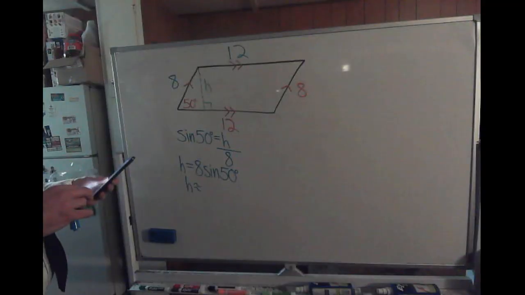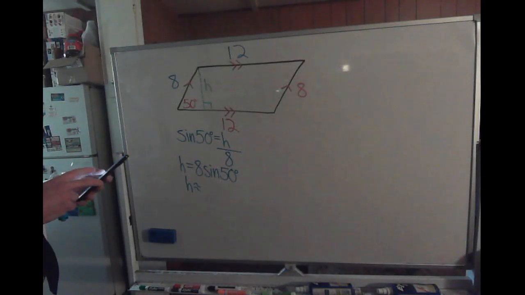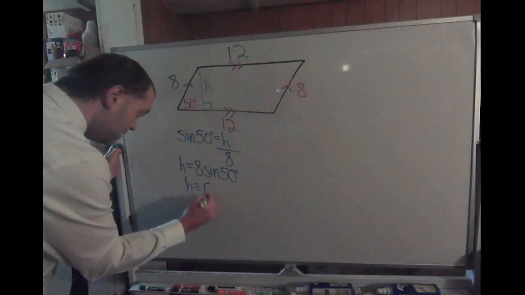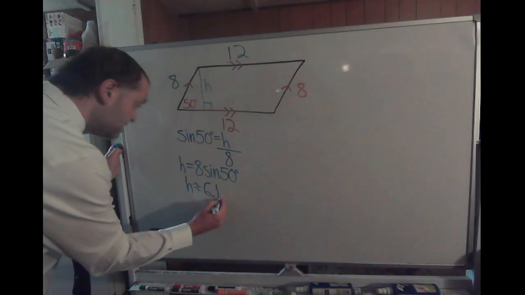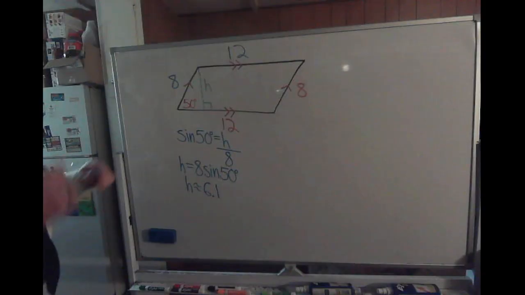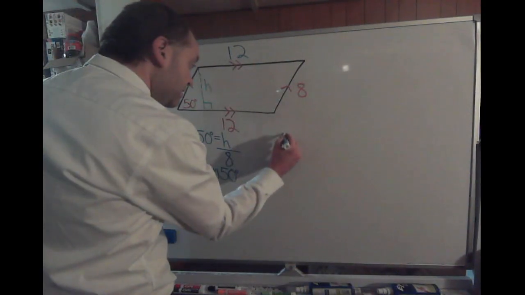So again, make sure your calculator is set to degree mode. 8 times the sine of 50 degrees is approximately 6.1. So the height of this parallelogram is approximately 6.1. Now we can proceed to find the area.